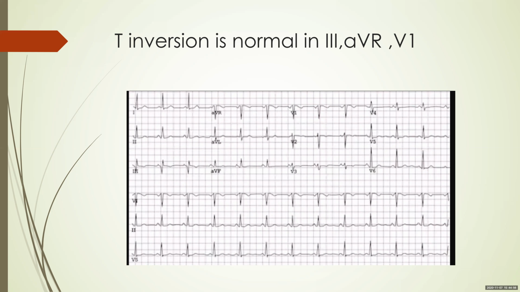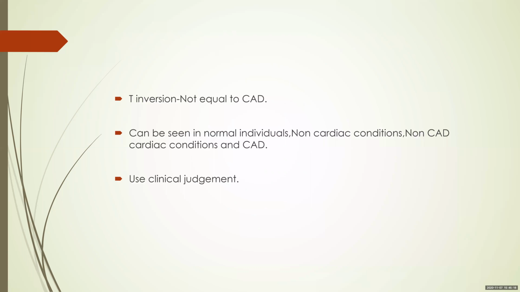So finally, T inversion is normal in lead 3, AVR, and V1. I've seen so many cases sent for a cardiology referral saying that they have T inversions in AVR and V1. So remember AVR, V1, and lead 3 look at the right side of the heart in some capacity. So these can show T inversions. T inversions are normal in lead 3, AVR, and V1.